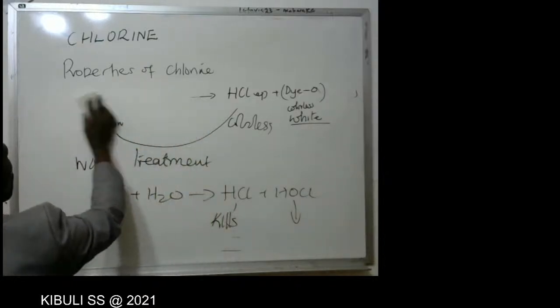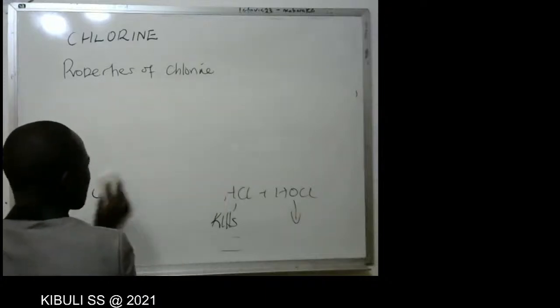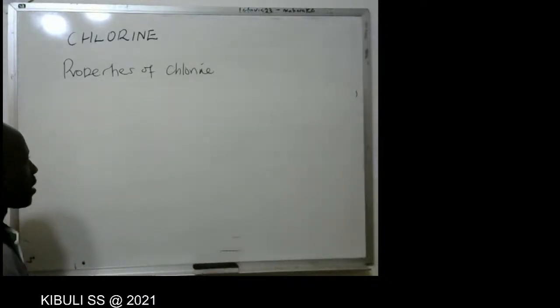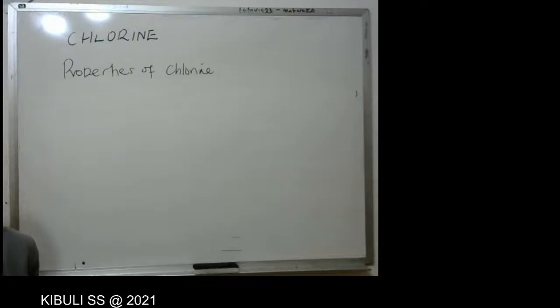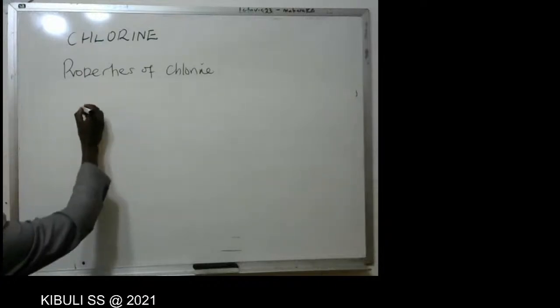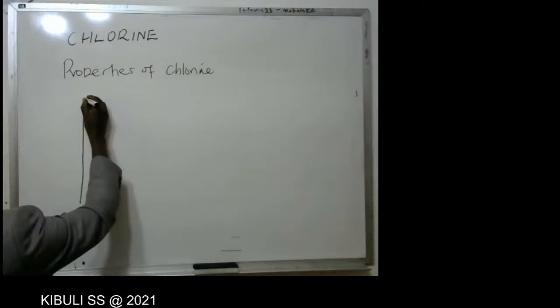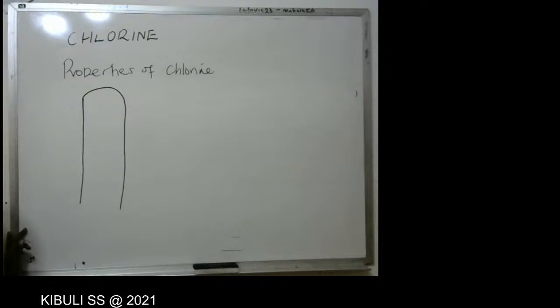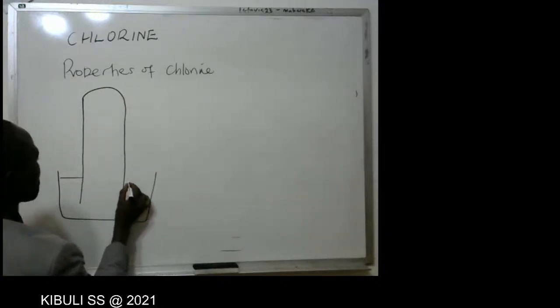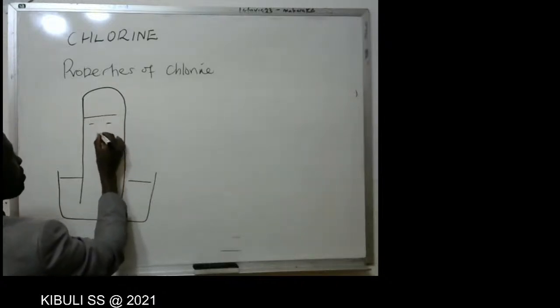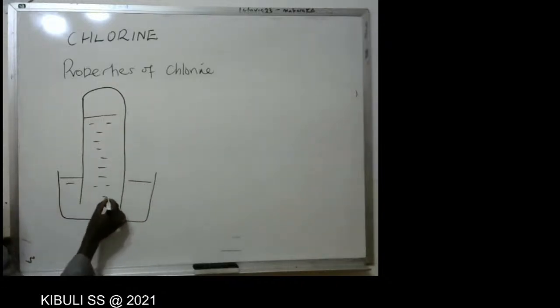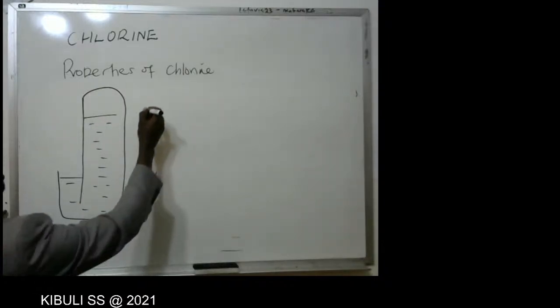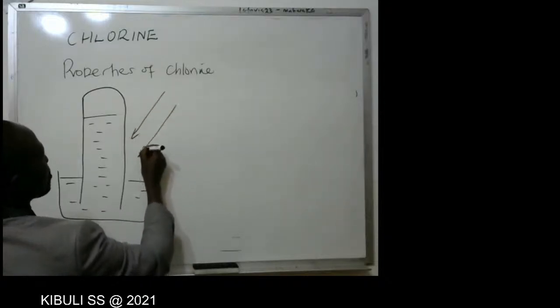I want us to prove that, honestly speaking, hypochlorous acid hands over oxygen. You get a test tube and fill it with chlorine water. What is chlorine water? Hydrochloric acid and hypochlorous acid. And therefore, what is the color of this mixture? We agree the color of this mixture is pale yellow. So what happens is that this is a test tube filled with the chlorine water and it's inverted and exposed to sunlight.